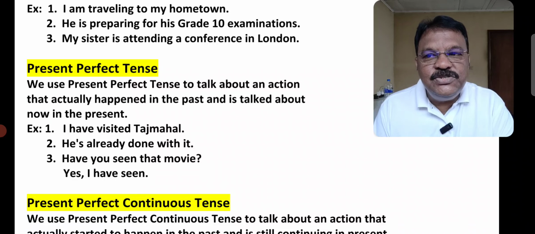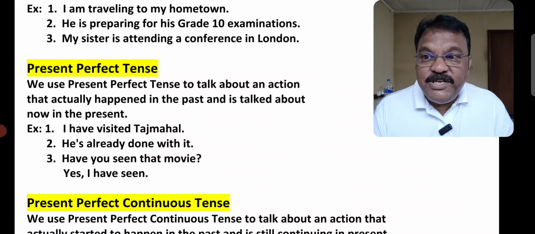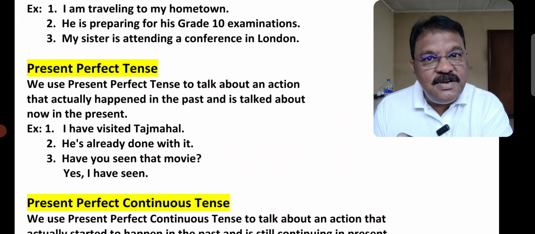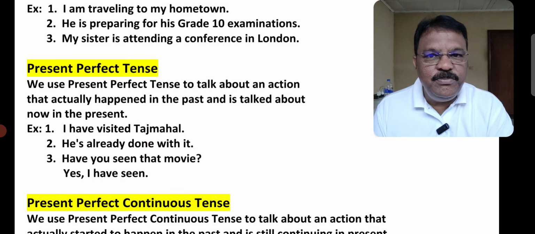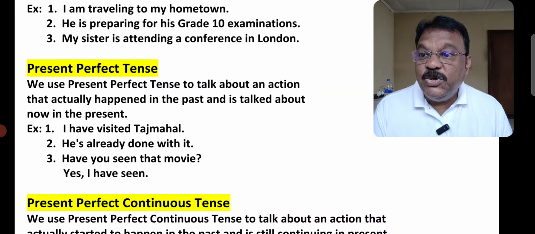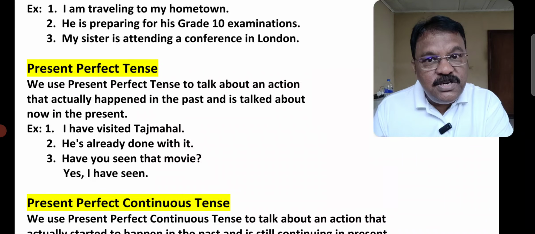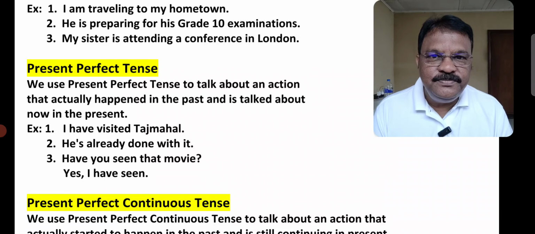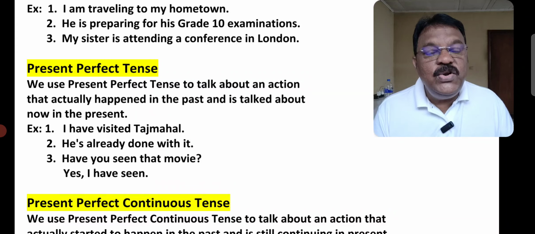He has already done with it. So instead of writing "he has," we have shortened it and written it with the help of an apostrophe mark. Got it? Very good. So "he's already done with it." When you pronounce this, you should say "he's already done with it." If you want, you can also say "he has already done with it."